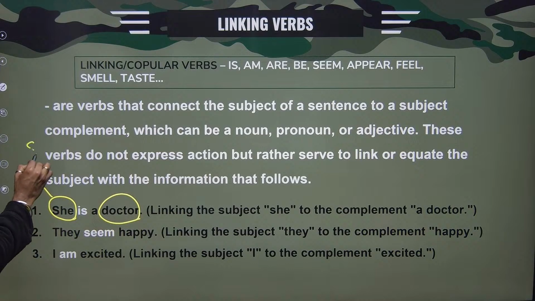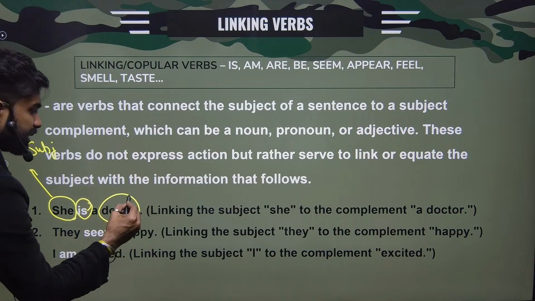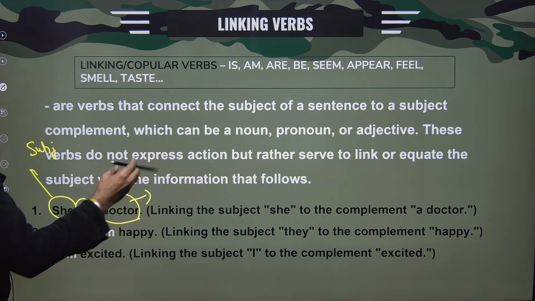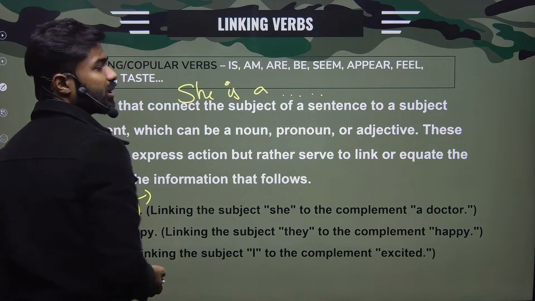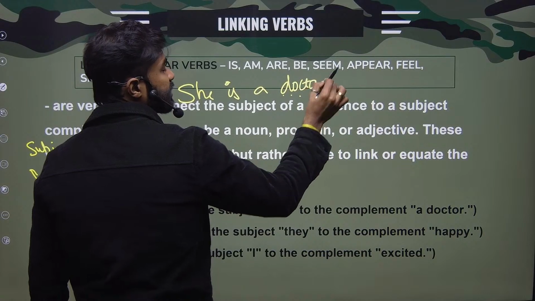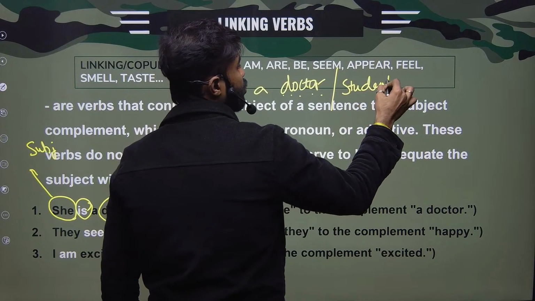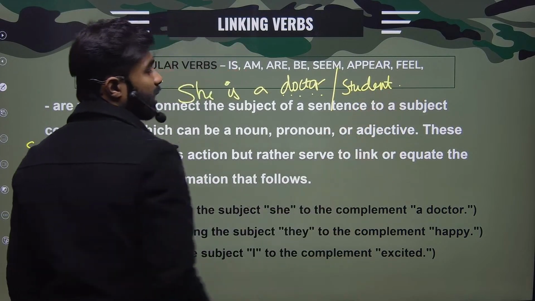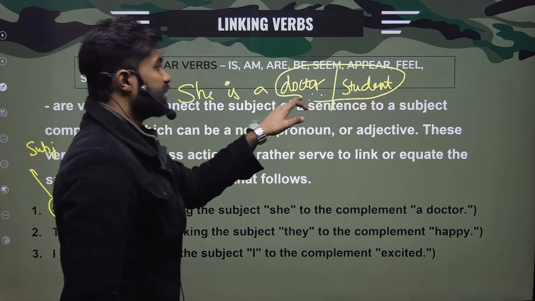She is my subject. And is is a verb, and it is linking the subject to the complement. What do you mean by complement? Complement means complete meaning. She is a dash. For example, if I say she is a, and then stop, it is not giving a complete meaning. In order to complete this sentence, I can say she is a doctor, or else she is a student. I can use any of these words like doctor or student, but these are my complement, the subject's complement.